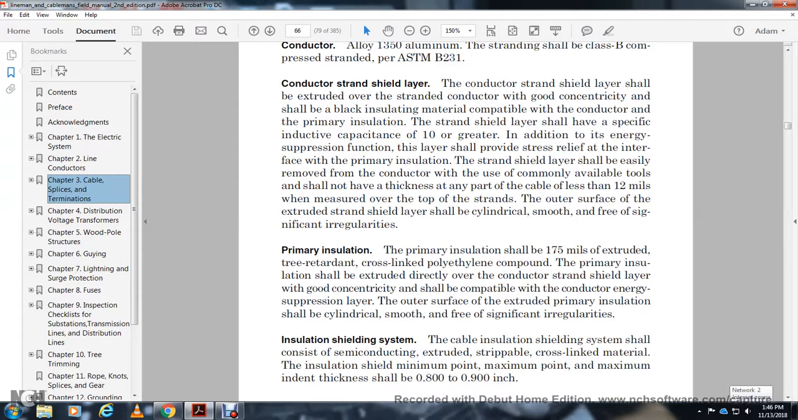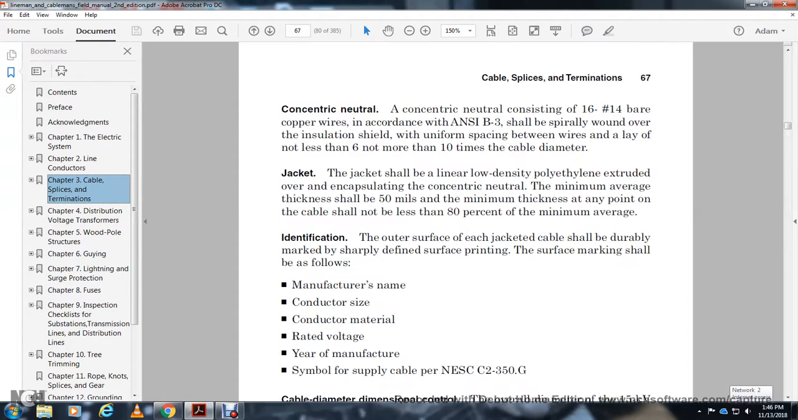Insulation shielding system. The cable insulation shielding system shall be a semi-conducting, extruded, strippable cross-linked material. The insulation should be at minimum point of the maximum point. Maximum indent thickness shall be 800 thousandths to 900 thousandths of an inch.